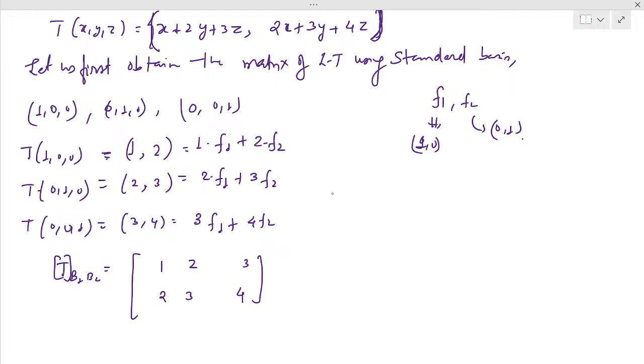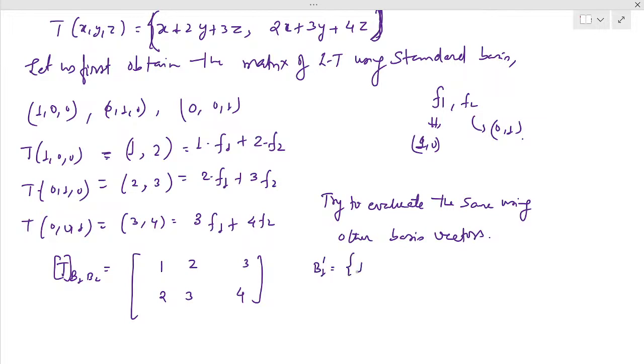Now I'm giving you an assignment. Try to evaluate the same using other basis vectors. Let's say I give you those basis vectors so that things would remain easy for you. Let us say b1 dash is equal to (1, 0, 0), (0, 1, 0), and (1, -2, 1), and b2 dash is (1, 2) and (2, 3).